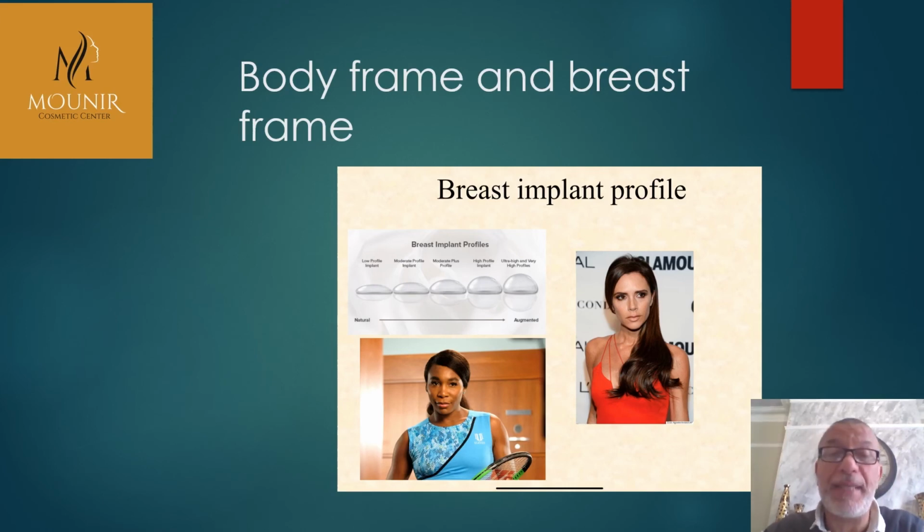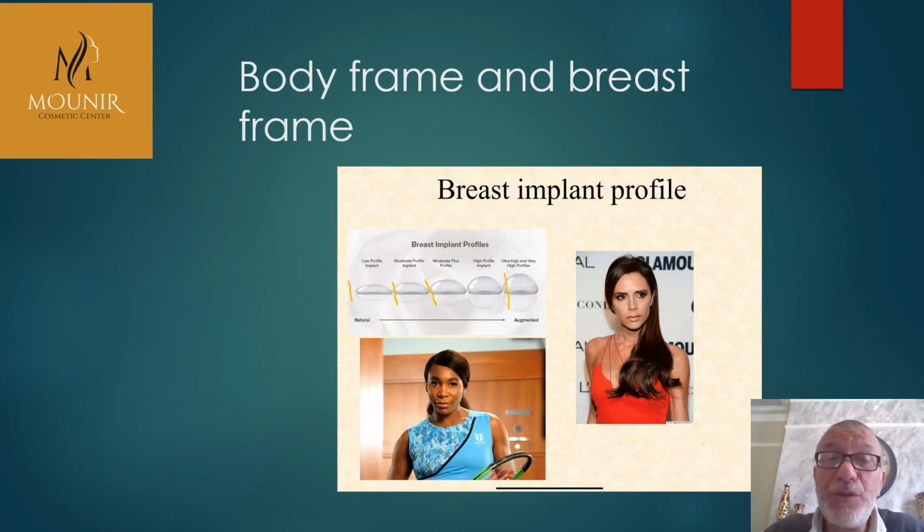The profile of the implant, like I just said, if you see on the photo here, the profile here is low, and then the projection goes higher, and even higher, until you get to the ultra high profile. Here we have the high profile projection, and we have the ultra high profile projection. By the way, there is one implant missing here. It's called the extra high projection. The extra is a new implant, and it is really good for people who are worried about having rippling.